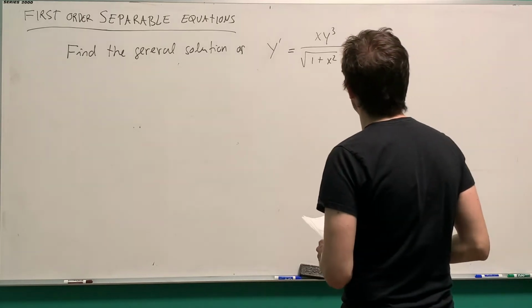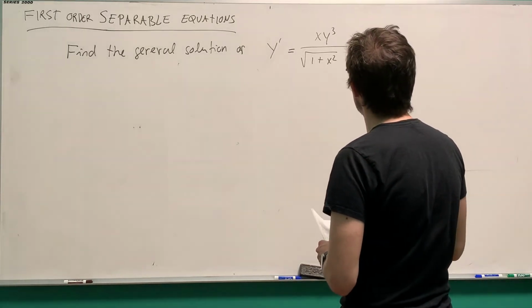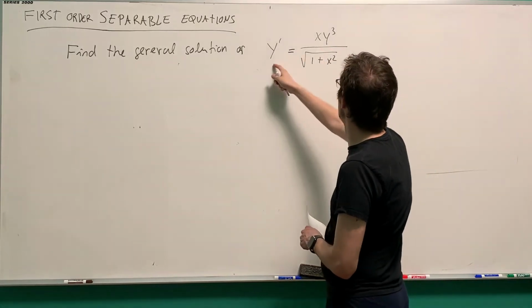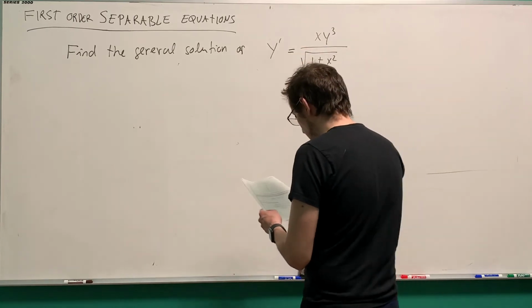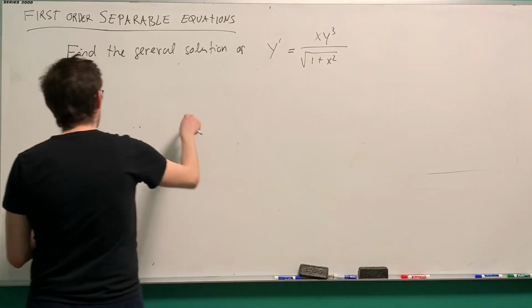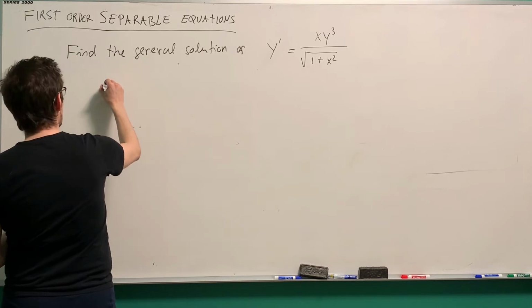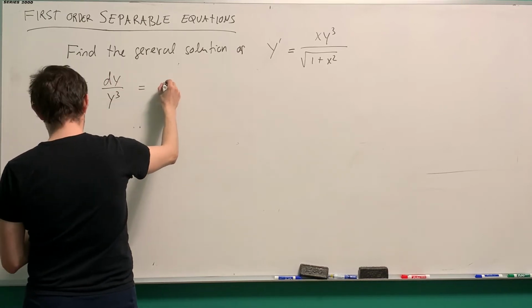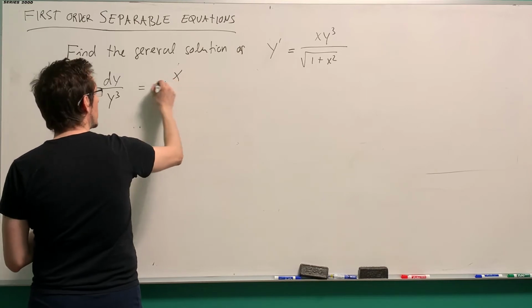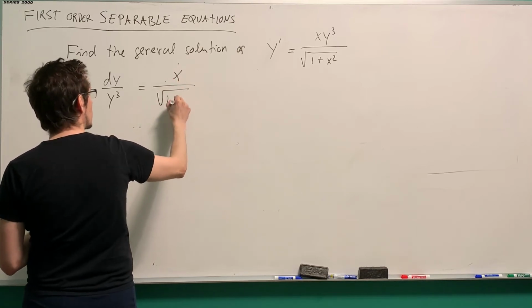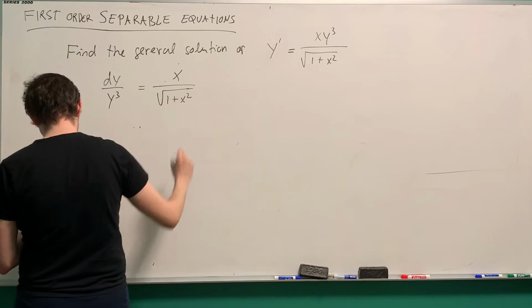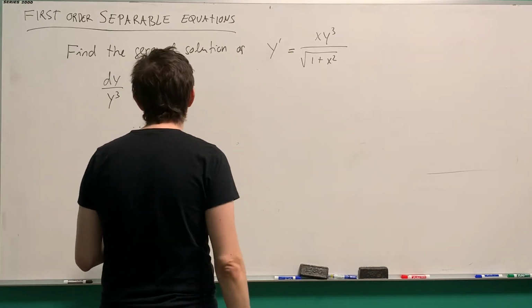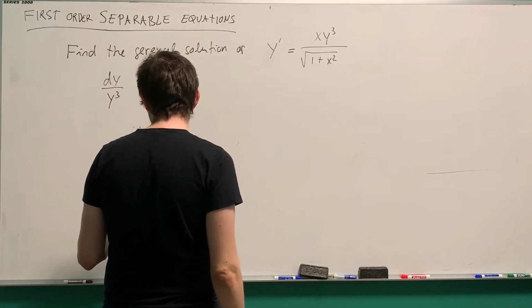So, another separable one. We can put all the y's on one side and all the x's on the other. You can tell this y goes here and all that is left is x's. All right, so let's do it. So we have here dy divided by y cubed equals x divided by square root of 1 plus x squared. Cool. So we need to integrate this.